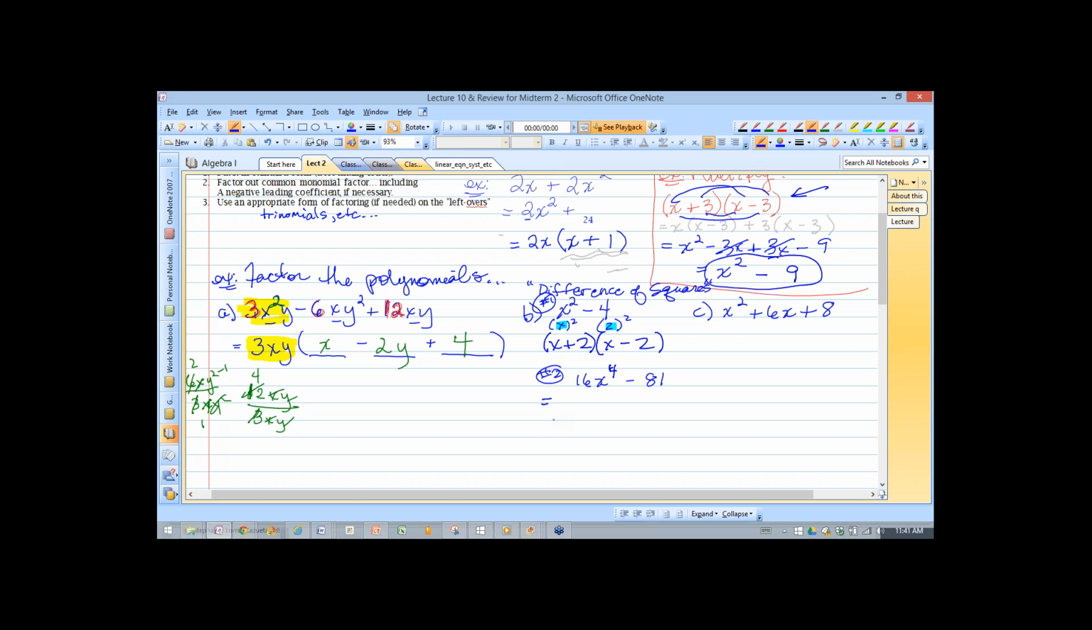What's being squared here? Now watch. I'm going to skip a line because I want to leave some room for the thought process here. 16x to the 4th power. What is squared? 16 would be 4 squared, right? X to the 4th power is actually x squared being squared. Hopefully y'all are seeing that, right? So notice that this is what's being squared here.